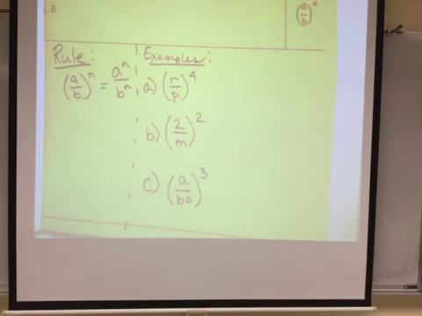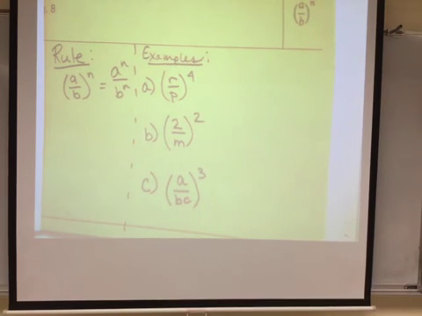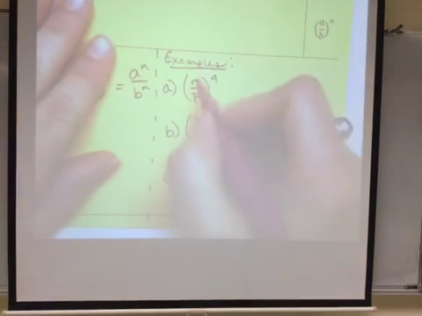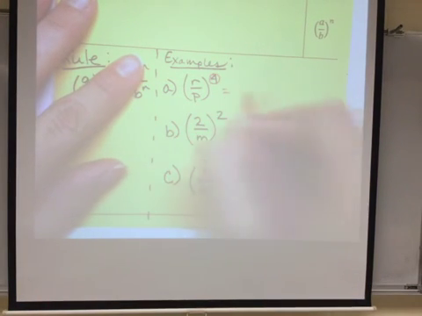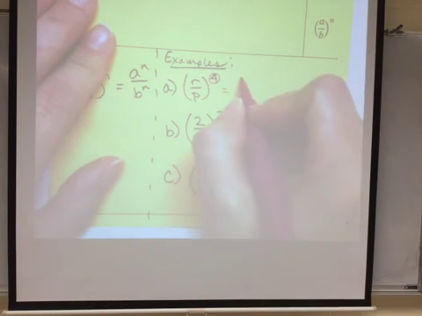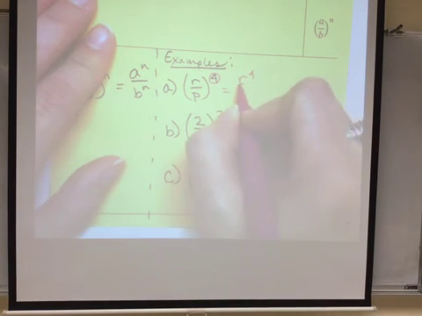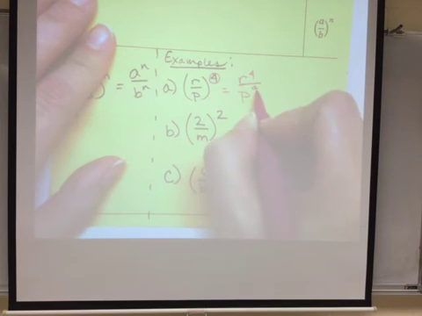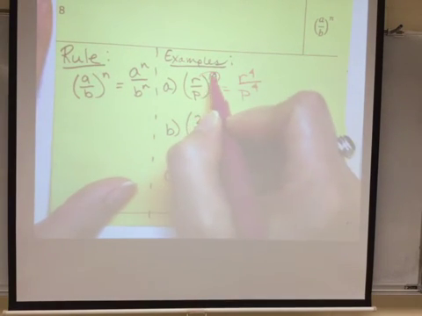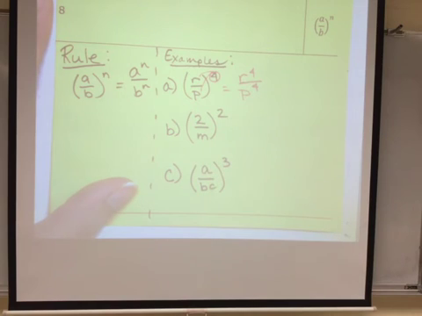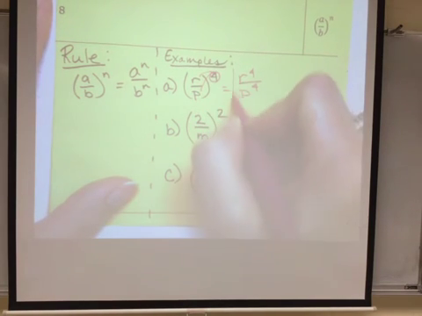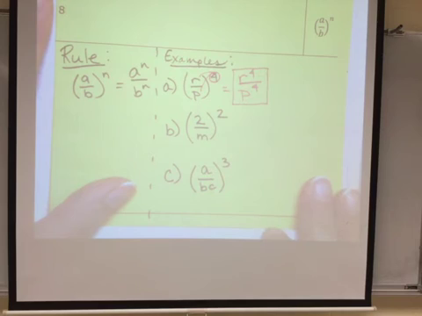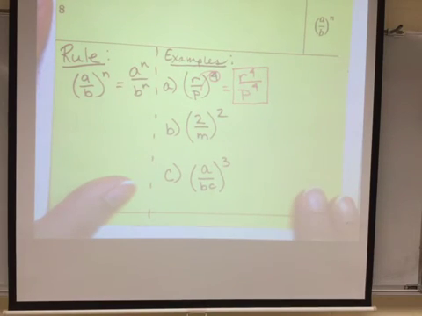All right. Let's take a look at these 3 examples. Eyes up here, please. So, on A, I have r over p to the 4th power. So I can rewrite this as r to the 4th over p to the 4th, because both the numerator and the denominator get that exponent, 4. That's it.